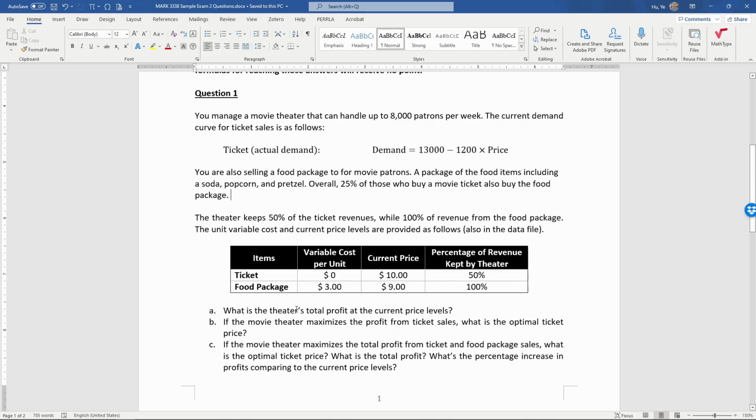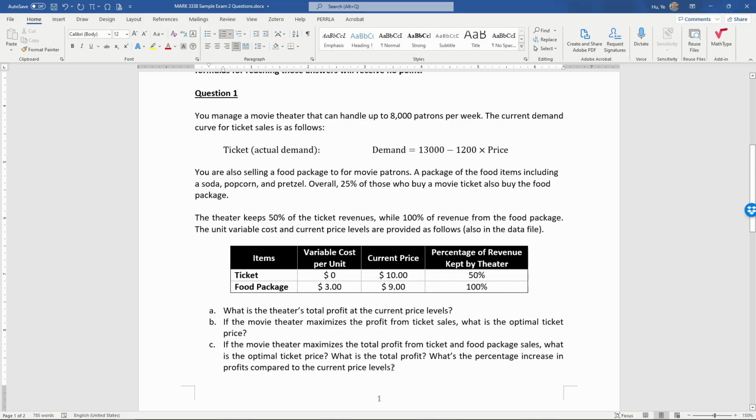And the three questions ask you for calculating the theater's total profit at the current price levels. And what if the theater maximizes the profit from ticket sales alone? What is that optimal ticket price? And if the movie theater maximizes the total profit from ticket and food package sales, what is the optimal ticket price? What is the total profit? And what is the percentage increase in profits compared to the current price levels?